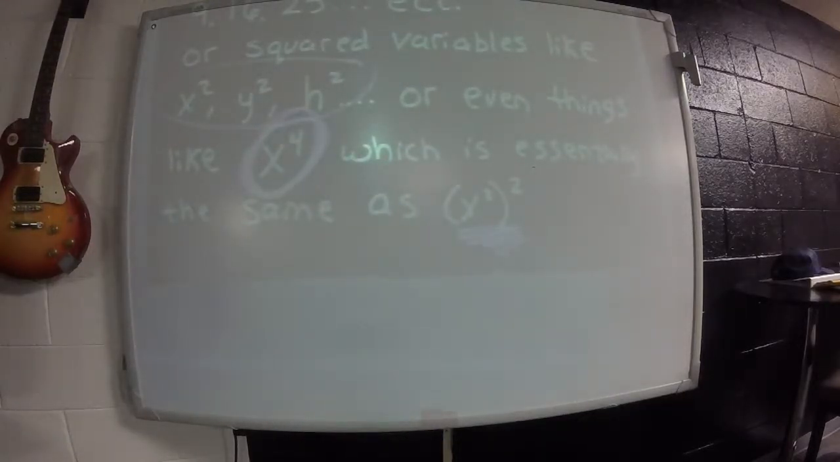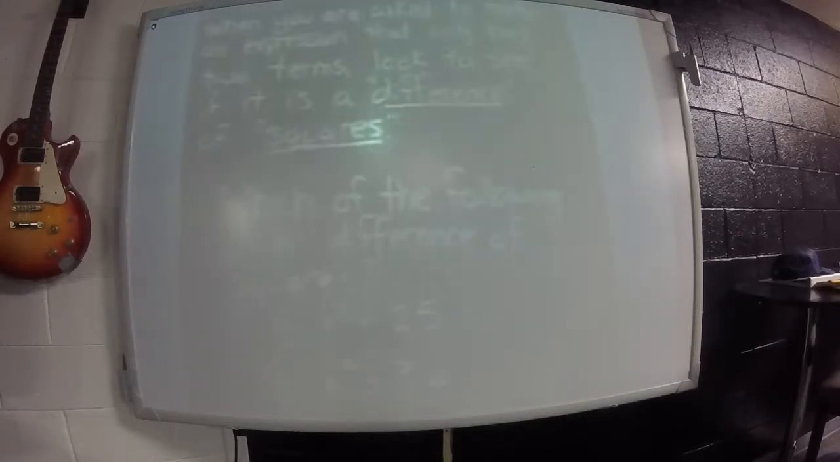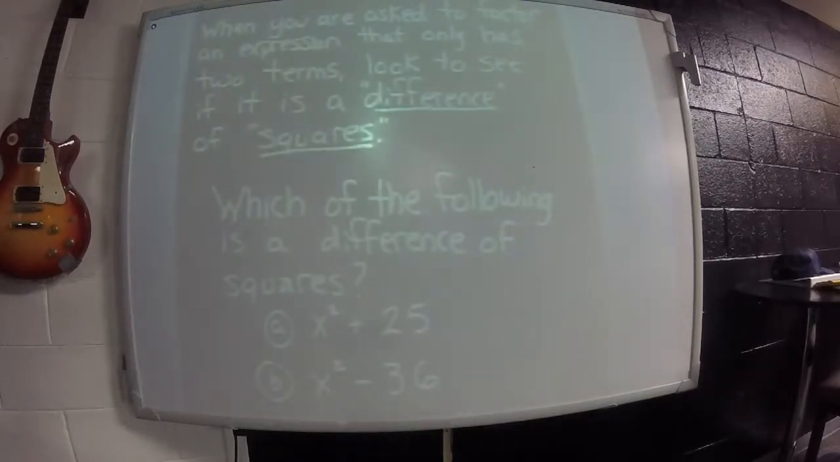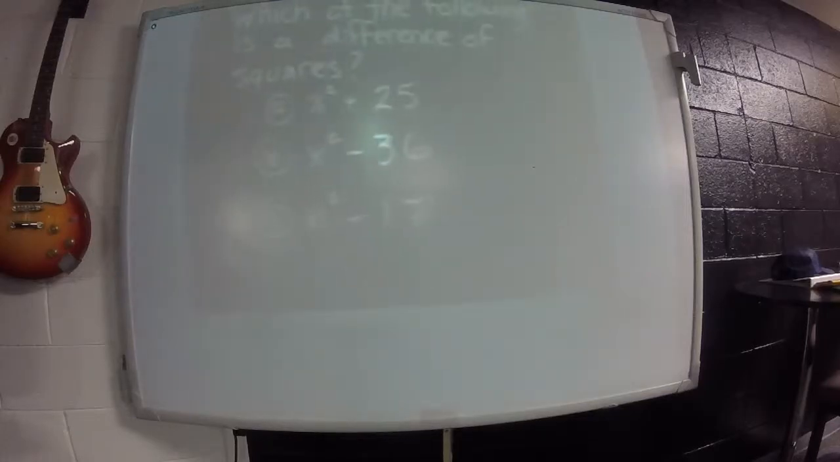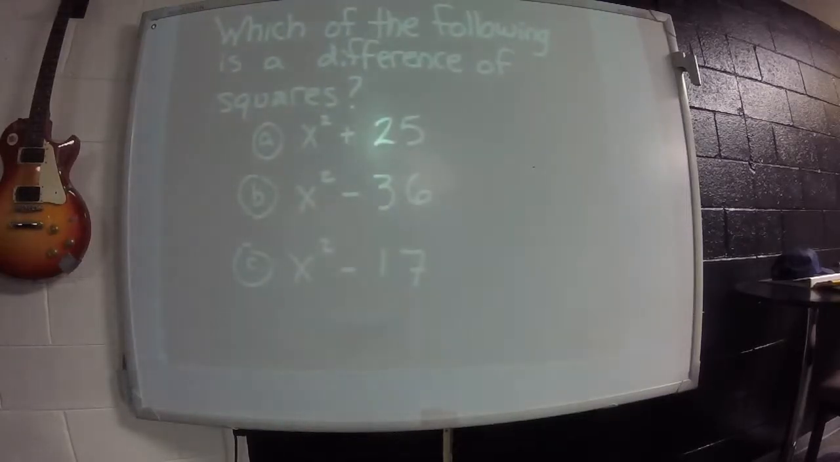All right, let's look at the next page. Now, when you're asked to factor an expression that has only two terms, so if you have a problem and it says factor, and there's only two terms, you might be looking at a difference of squares, but you need to know if you're looking at a difference of squares or not. I haven't told you how we're going to factor yet, but I need to know that we can tell what the difference of squares is.